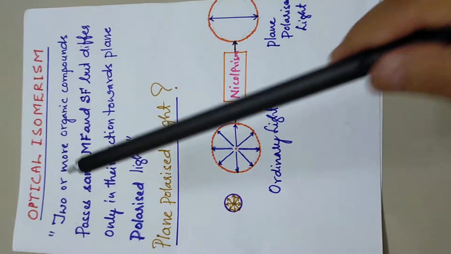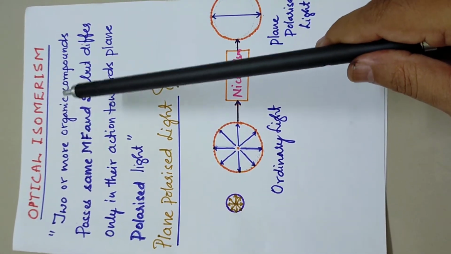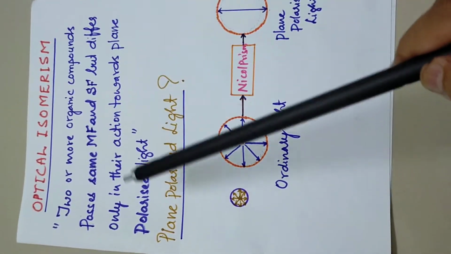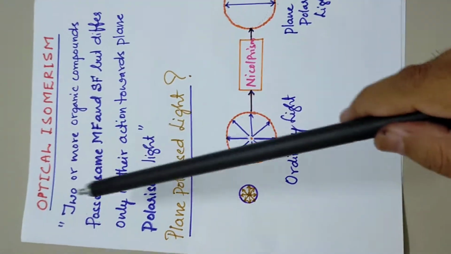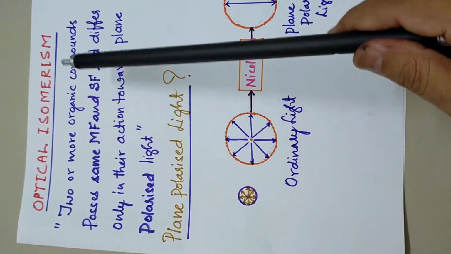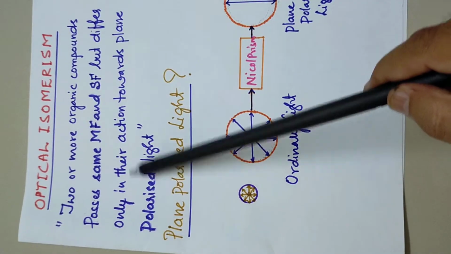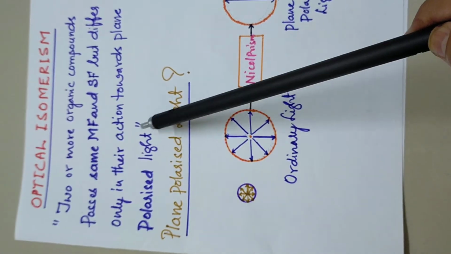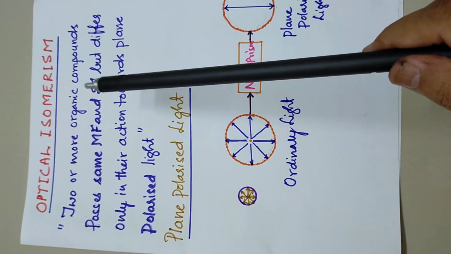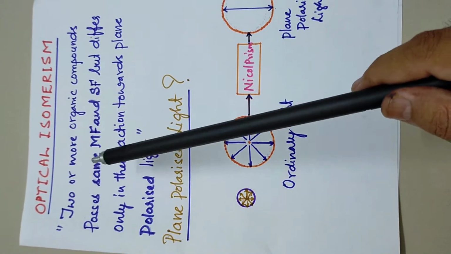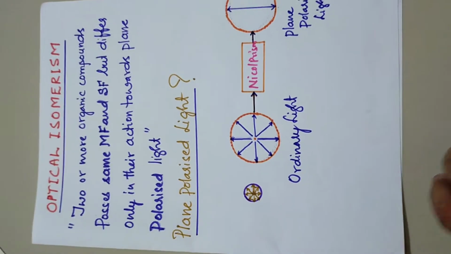When we take this property in molecules, what happens? It differs in their action. Some molecules act towards plane polarized light, and then it shows optical isomerism. The phenomenon which explains that two or more organic compounds possess the same molecular formula and structural formula but differ only in their action towards plane polarized light is called optical isomerism. The molecules or compounds which undergo this phenomenon are called optically active compounds. Let us study that clearly in detail.